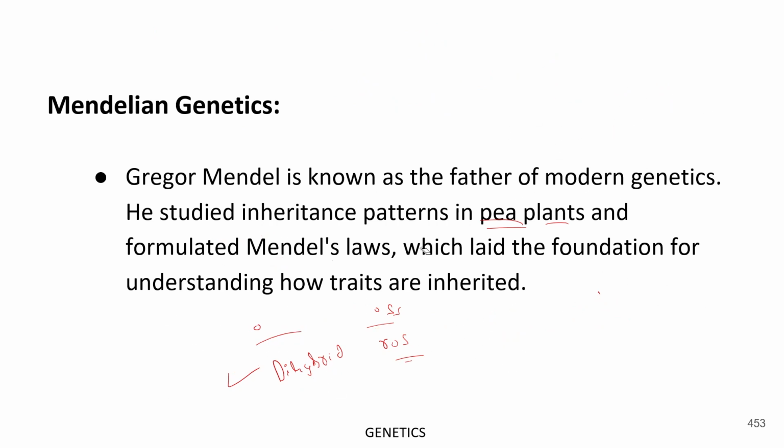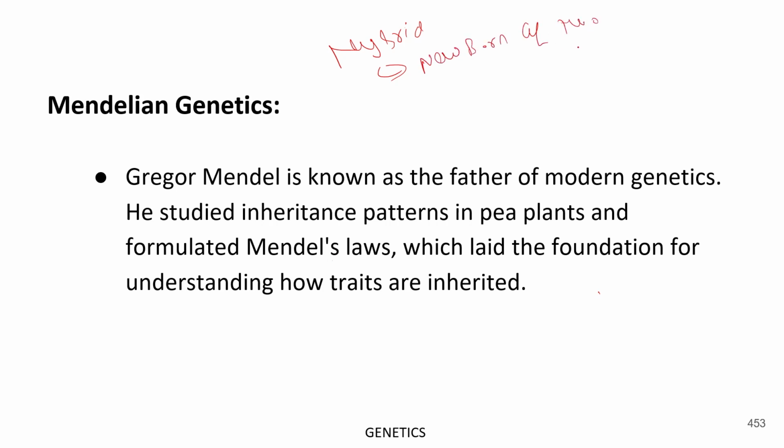Monohybrid cross. What do you mean by hybrid? Before we start the monohybrid and the dihybrid cross, basically, you can say a hybrid is a newborn of two different breeds. Okay, so hybrids basically are newborns of two different breeds. And what does it mean, two different breeds? So let's take an example.